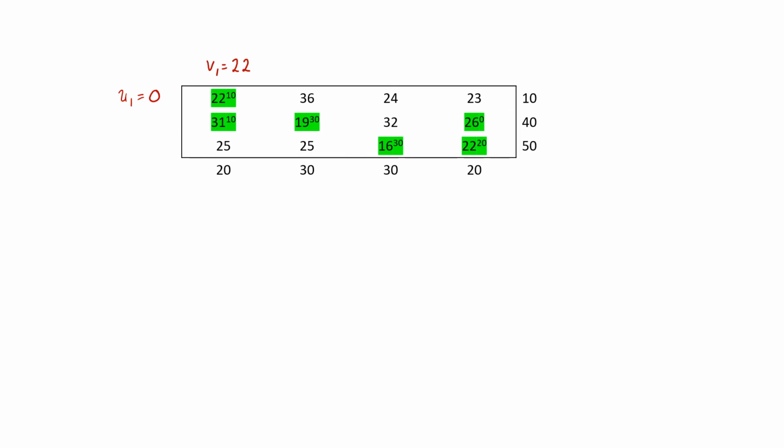Now I can look down that row. I have a 31. This gives me U2 equal to 9. I look along this row where I have the U equal to 9. I have a couple of other entries in here. That gives me V2 equal to 10. And the next one gives me V4 equal to 17.